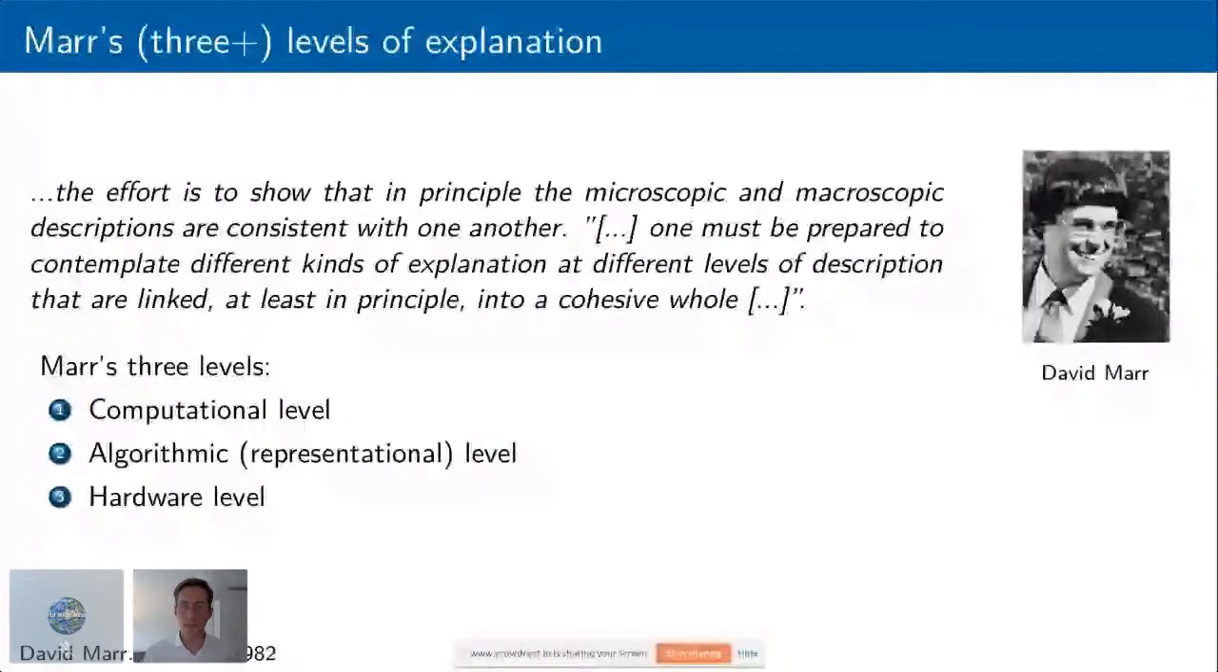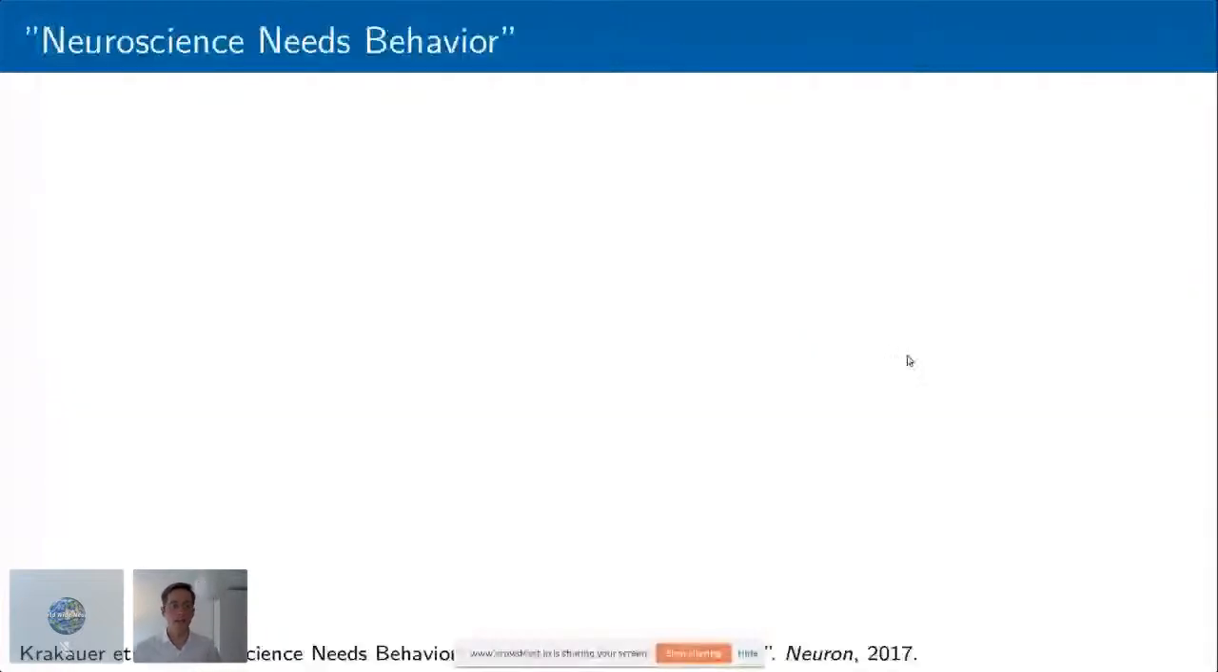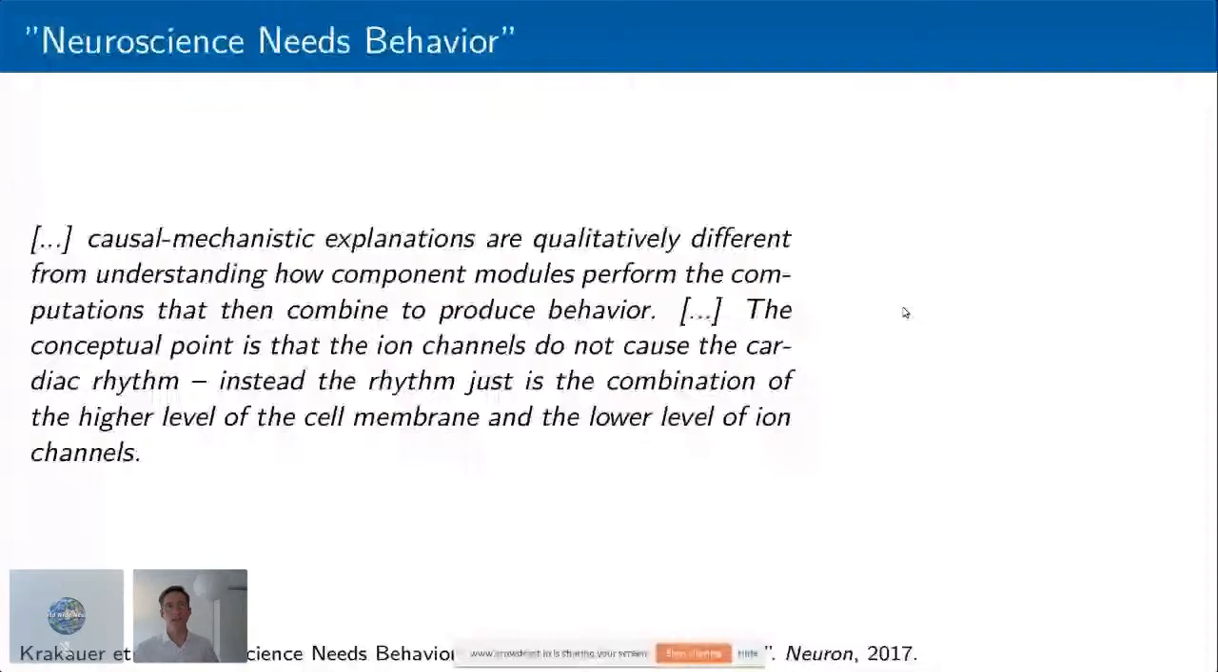And these ideas have recently been picked up again by Krakauer in his paper, Neuroscience Needs Behavior, that I really liked, where he writes, causal mechanistic explanations are qualitatively different from understanding how component modules perform the computations that then combine to produce behavior. Or in other words, he believes that causal mechanistic explanations are not enough. We need something more. And then he goes on, the conceptual point is that the ion channels do not cause the cardiac rhythm. Instead, the rhythm just is the combination of the higher level of the cell membrane and the lower level of ion channels. And there again, you find these identity relations.